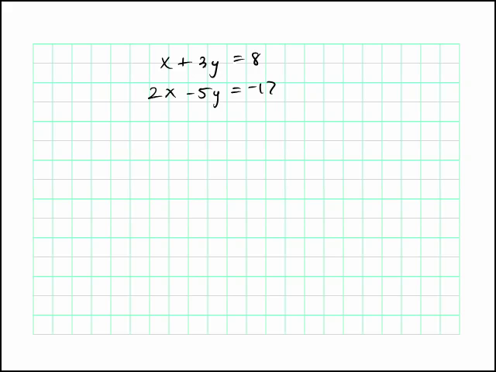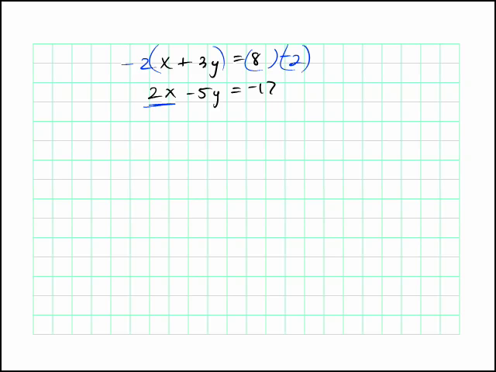What I have to do first here is multiply an equation by something, and I'm going to get the x's to cancel away in this case. Since this is a 2x, I need this up here to be a negative 2x, so I'm going to multiply both sides of this equation by negative 2.